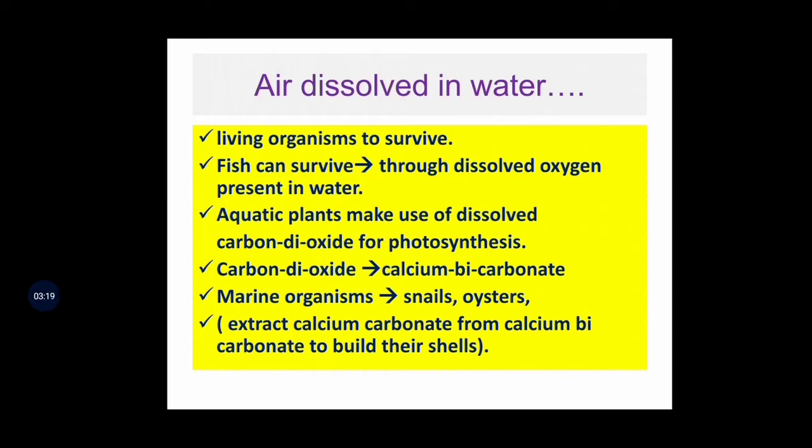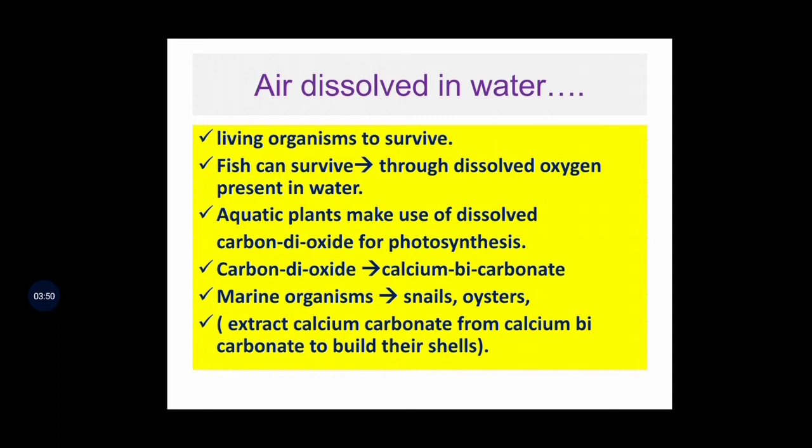Air being dissolved in water is important for many reasons. Let us discuss in this slide. So, air dissolved in water is important for the living organism to survive. Fish extracts the oxygen from the water and expels water through the gills. So, fish can survive in water only through the dissolved oxygen present in water.